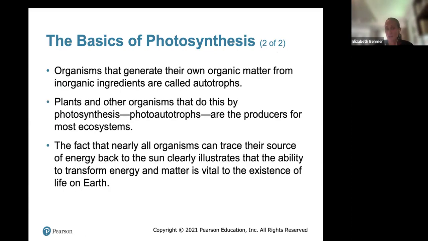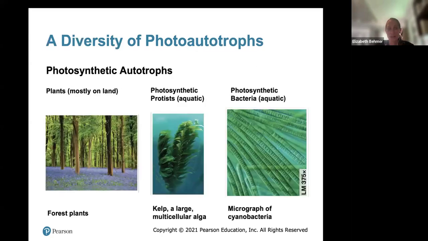in the bonds of those sugar molecules. Organisms that generate their own organic matter from inorganic ingredients are called autotrophs. So plants and other organisms that do this by photosynthesis are called photoautotrophs, and these are the main producers for most of the ecosystems. The fact that nearly all organisms can trace their source of energy back to the sun clearly illustrates that the ability to transform energy and matter is vital to existence of life on Earth.